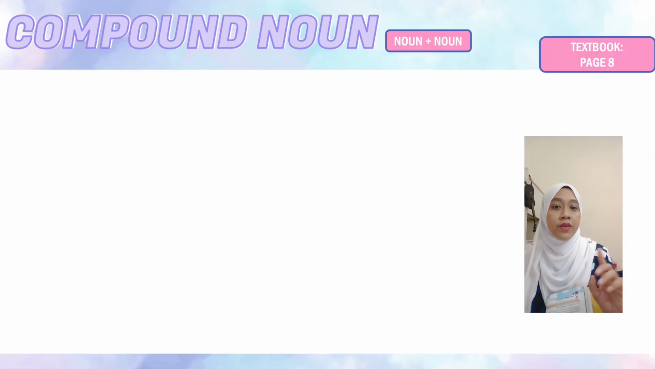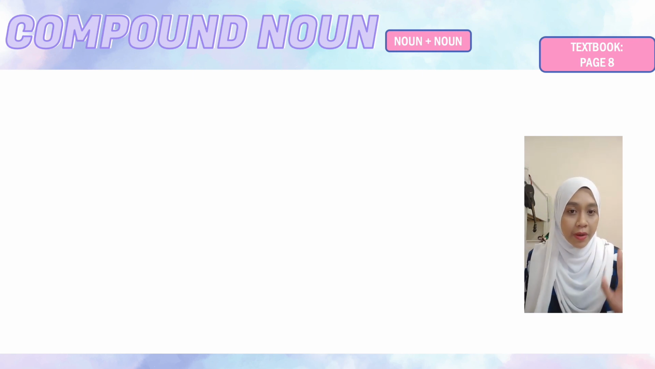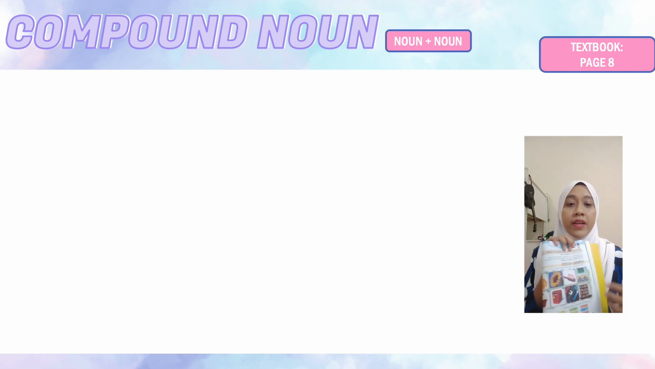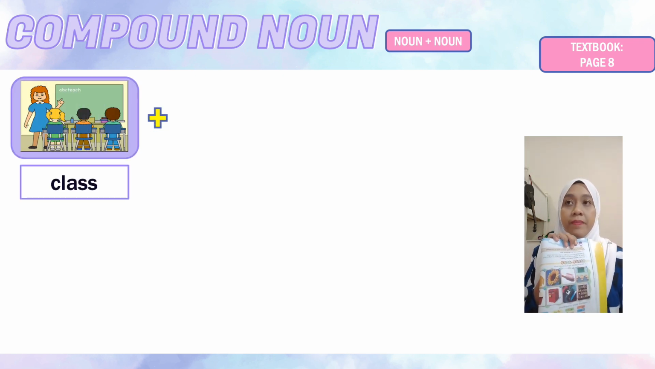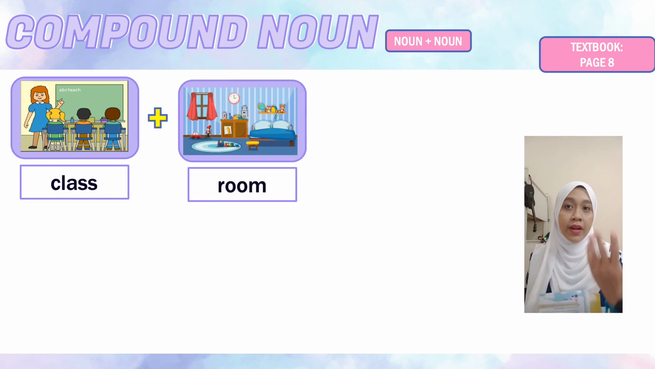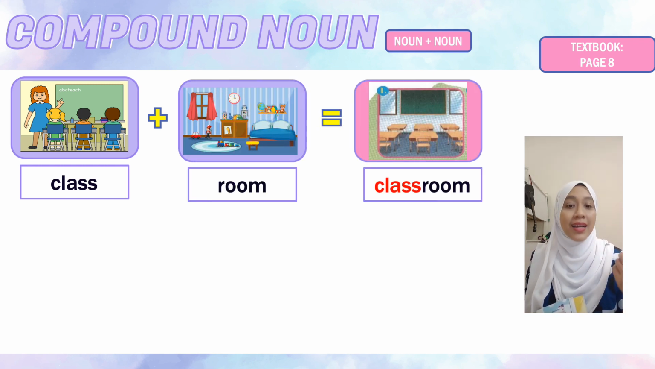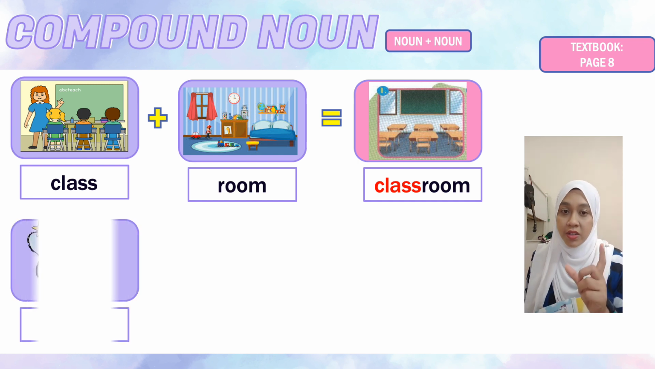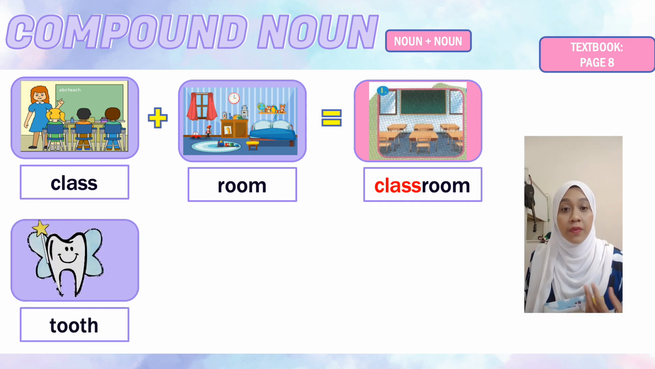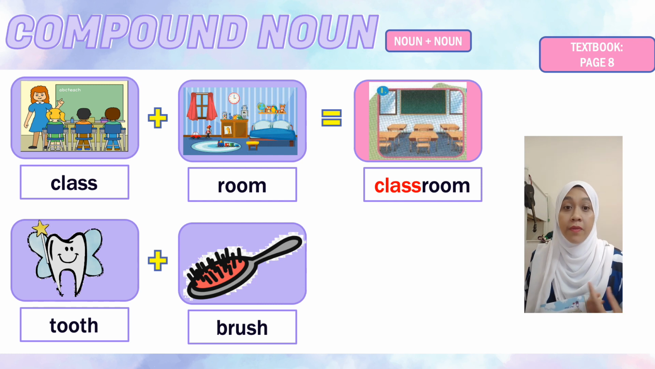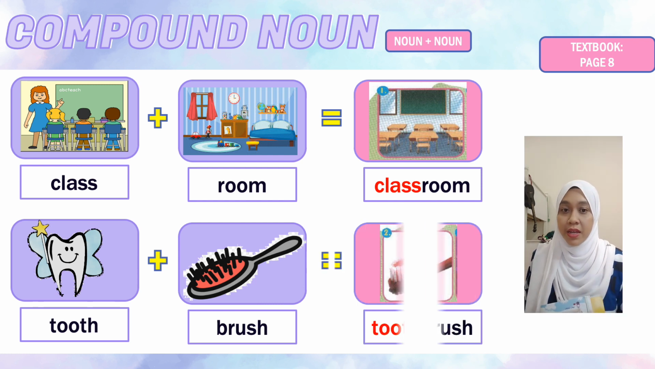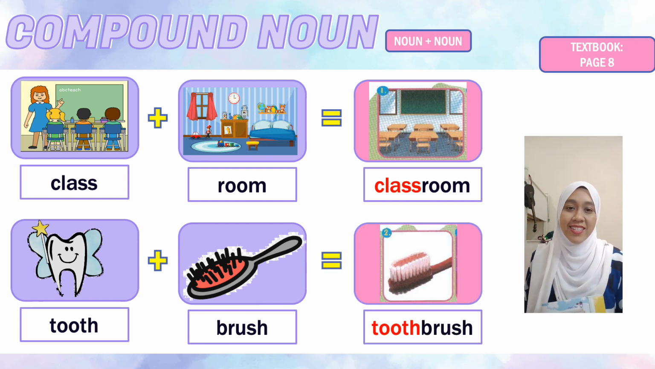Alright, so now let's look at the other examples of compound noun. Compound noun is a word that is made up of two nouns. So these examples, you can find them in your textbook, page 8. Right, example number 1, we have class and then we have room. So it becomes classroom. Okay, stress on class. Next, we have tooth and we have brush. So it becomes toothbrush. Okay, so the stress is on the word tooth.